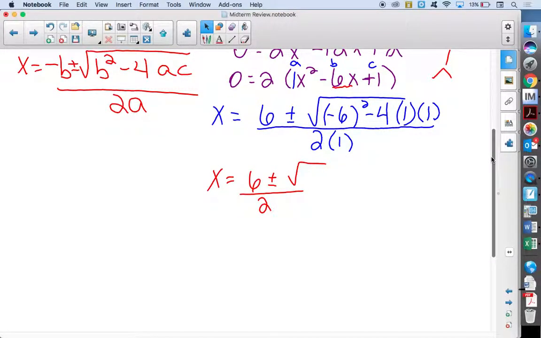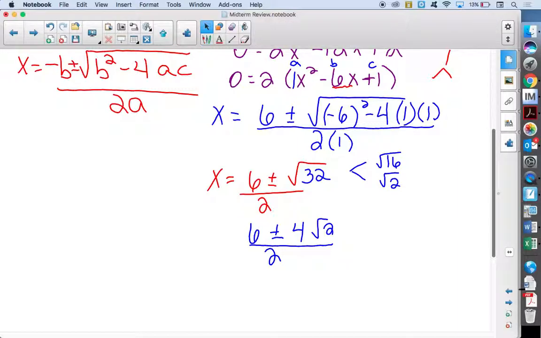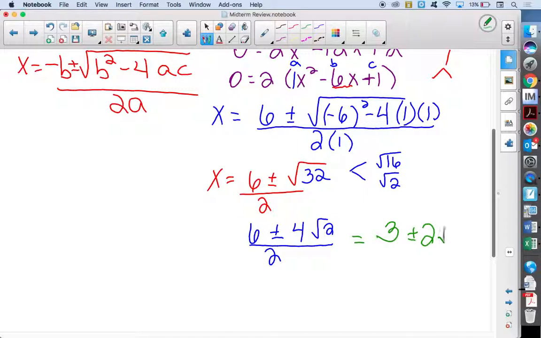Anybody know what number that is under the radical? Kate? 32. Can 32 be broken down? 16 and 2. So this becomes 6 plus or minus 4 square roots of 2 all over 2. It can be simplified more. So everything is divisible by 2. So your answer becomes 3 plus or minus 2 square roots of 2.